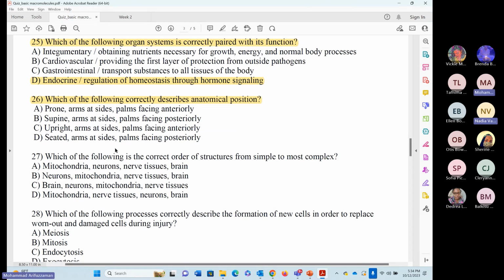C. Yes, correct. I would say C, not A. You know why? The upright position: standing upright, arms at the side and palms facing anteriorly. So A is incorrect. Prone position is not the correct position. So, upright position, arms at sides and palms facing anteriorly. Anterior means front. To the front. Front view. Yes, front. Good.